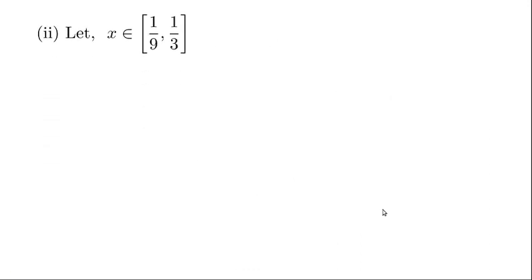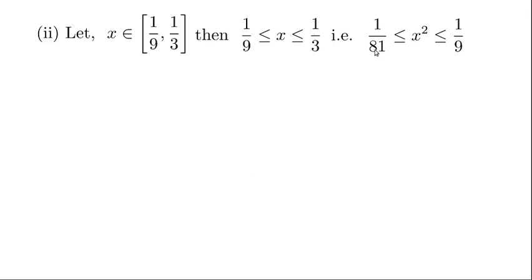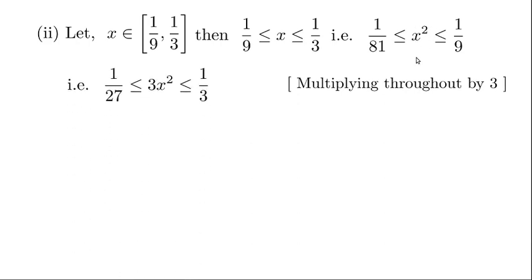Second part, x belongs to (1/9, 1/3). Again we do the same process. So first let me put x in between these two: 1/9 ≤ x ≤ 1/3. Again squaring throughout, we get 1/81 ≤ x² ≤ 1/9. Now multiplying throughout by 3, because I want to get 3 − 1/(3x²). First let me get 3x² here. So when I multiply throughout by 3, I get 1/27 ≤ 3x² ≤ 1/3.